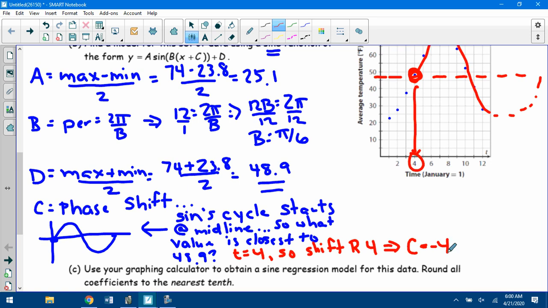All right, so there's my equation. Y equals A is 25.1 times the sine. And notice how that's written. B is factored out front, pi over 6. Then in parentheses, it's x minus 4, double parentheses, plus the midline.